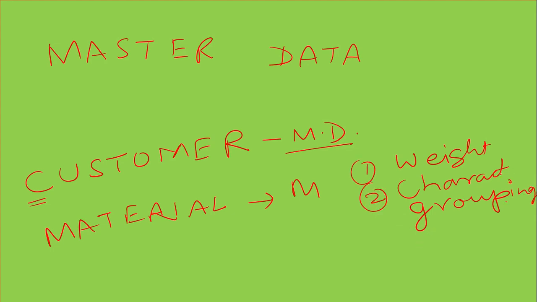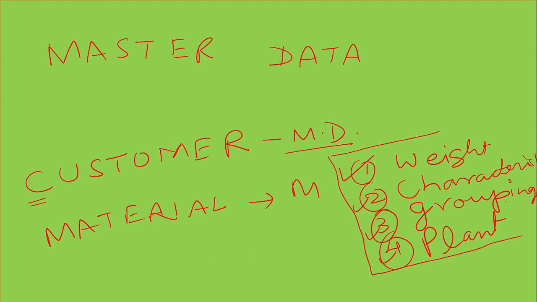So weight, characteristics, grouping, plant, from where it will be delivered. For now, let us understand with these four only. While you are entering the order, every time you have to enter this information. So instead of entering all this information every time, you just have one document, one master data where you are keeping all this information of a material and giving it a code, right? So this is the material master.